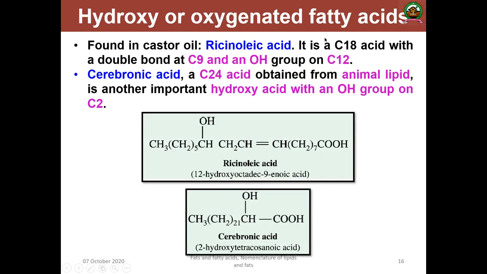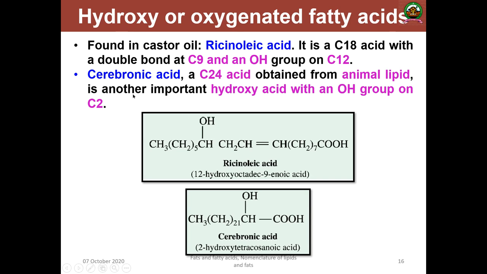Then the next type of fatty acid that we have discussed is hydroxy or oxygenated fatty acid. It is very rarely found, but is commonly found in castor oil. That is ricinoleic acid, a C18 acid with 18 carbon atoms, a double bond at C9, and a hydroxyl group on C12. The double bond is there, and there is an attachment of a hydroxyl group at the 12th position. That is what is known as hydroxy or oxygenated fatty acid.